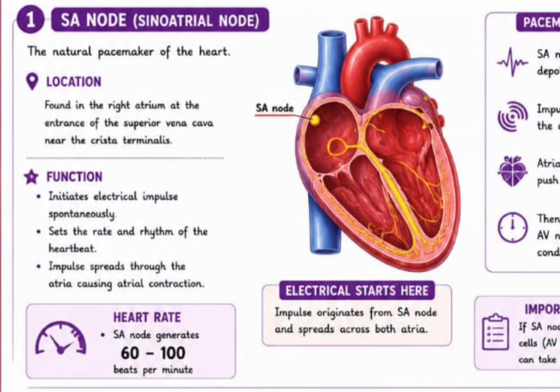So look at your screen. The SA node is called the natural pacemaker of the heart. Most ligands, most hormones, have their receptor on the SA node. So when they bind to the SA node, they can either increase the action potential generation in the SA node, or decrease it. So it is called the natural pacemaker of the heart. Number one, you should know that. And where is it located?